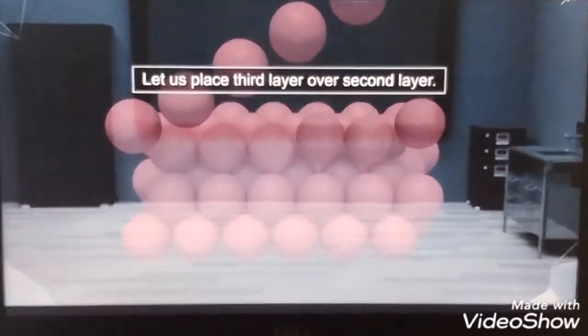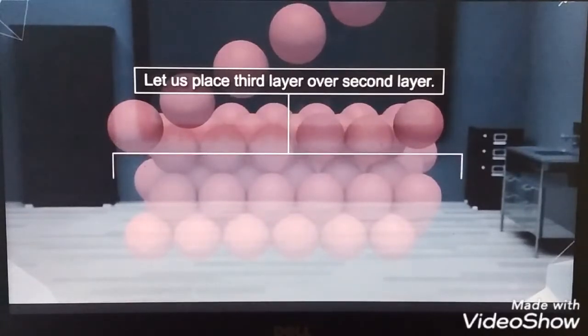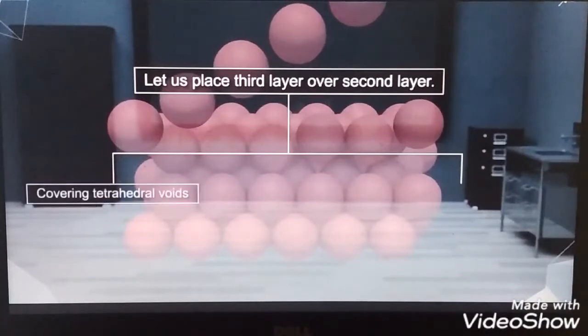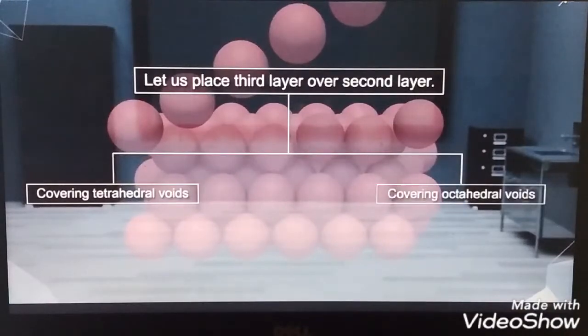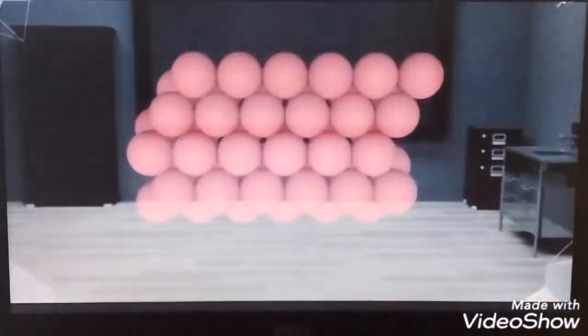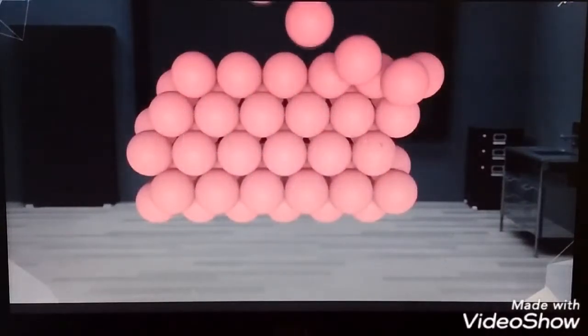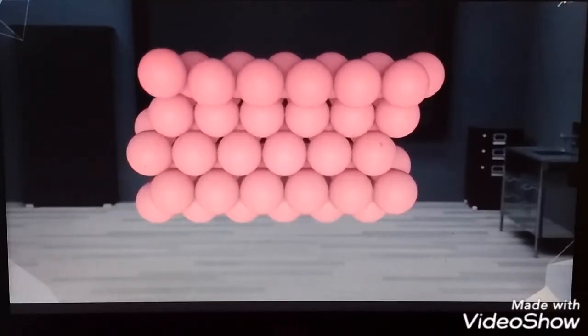Placing third layer over second layer. Now let us place the third layer over the second layer. Stacking of the third layer over the second layer can be done in two ways. First, by covering tetrahedral voids. Second, by covering octahedral voids. By covering tetrahedral voids: the tetrahedral voids of the second layer can be covered by placing the spheres of the third layer over them.